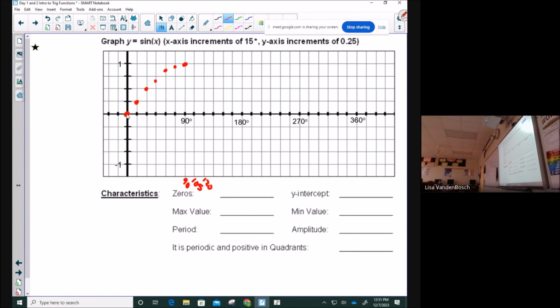Well, remember, if this is 0.25, 0.50, 0.75, 1, it should be a little bit under this. You might want to label this as 0.25, 0.5, 0.75, 1 so that you know where everything is.